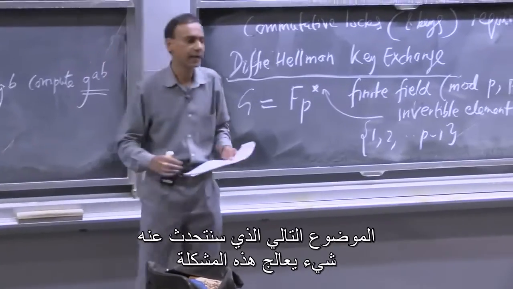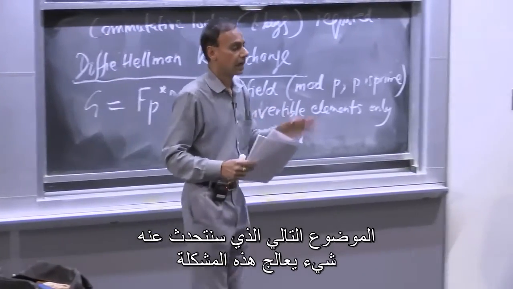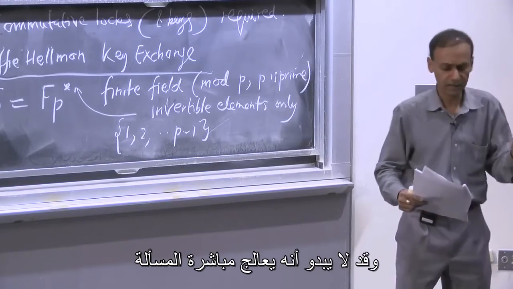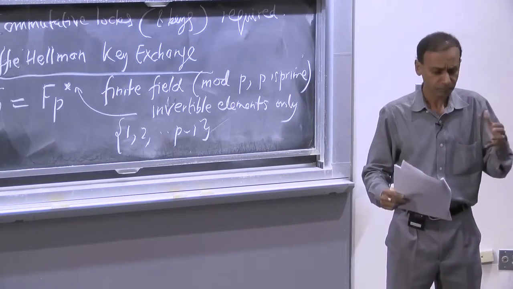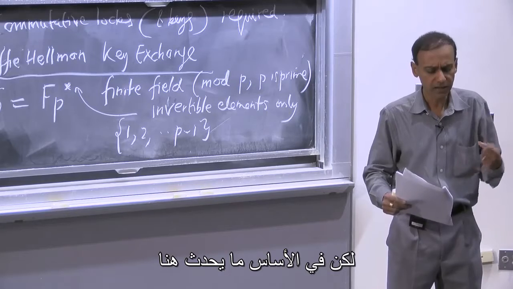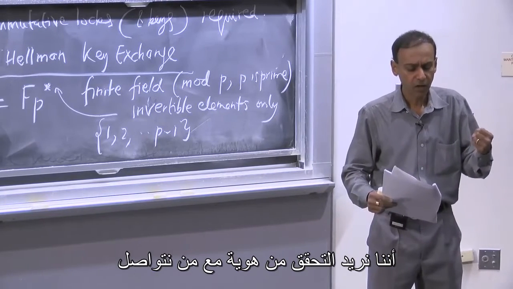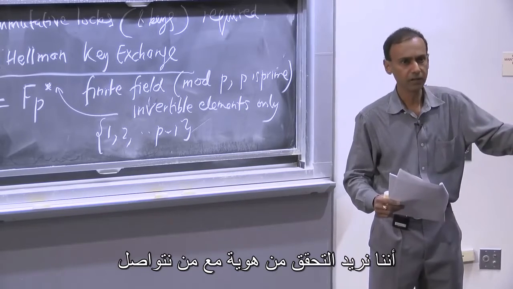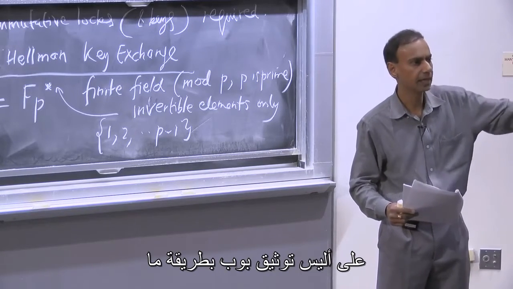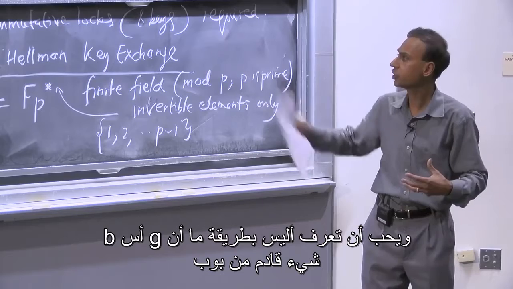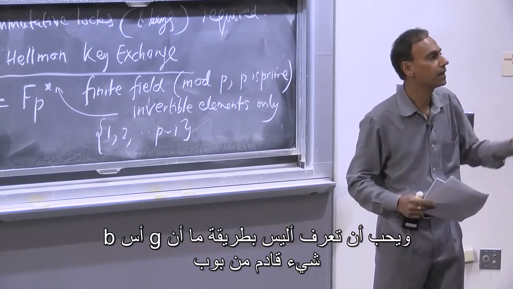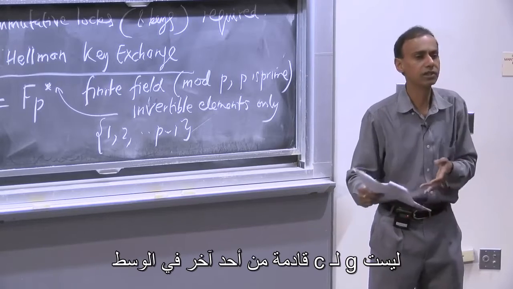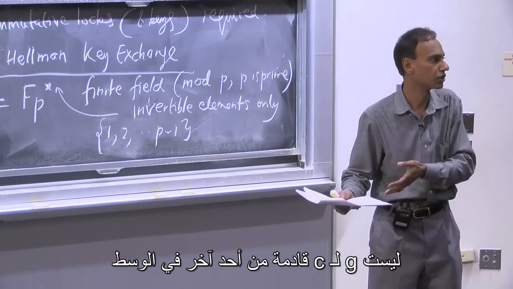What we're going to talk about next is something that addresses this problem, and it may not seem like it's directly addressing the problem. But fundamentally, what's going on here is you need to have authenticity in who you're communicating with. Alice has to somehow authenticate Bob, and Alice has to know somehow that G raised to B is something that came from Bob, right? It's not G raised to C that came from somebody else who's in the middle.